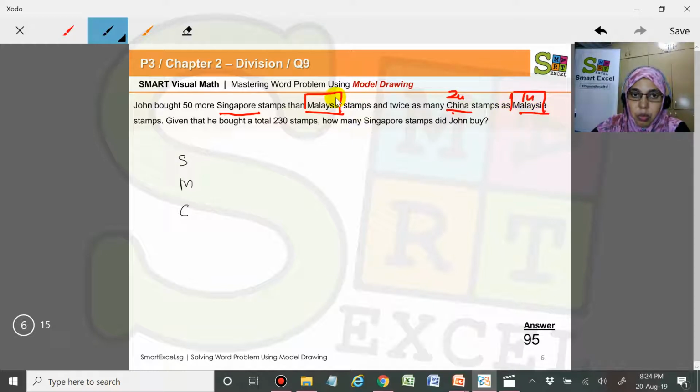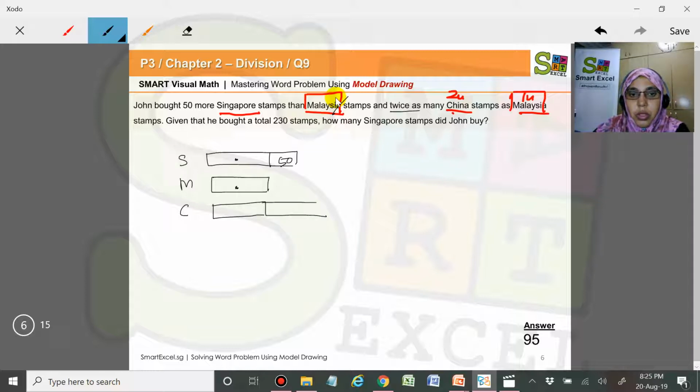So we're going to do Singapore first. It's going to be longer than Malaysia, so Malaysia is slightly shorter, like that. This is the additional 50, and these two are equal. So this is done, right? The second part, they mention twice as many China as Malaysia, so your China is 2 units compared to the Malaysia, which is already 1 unit.